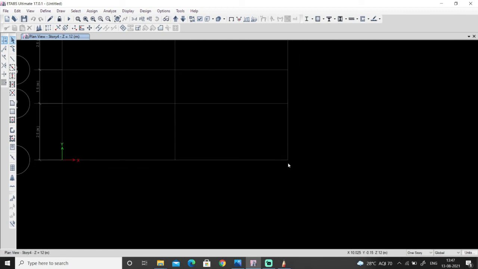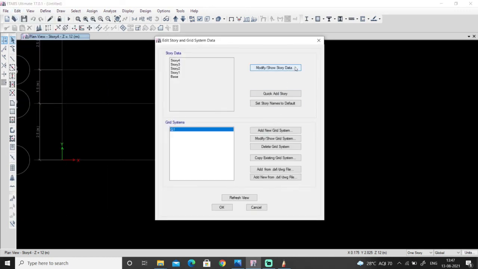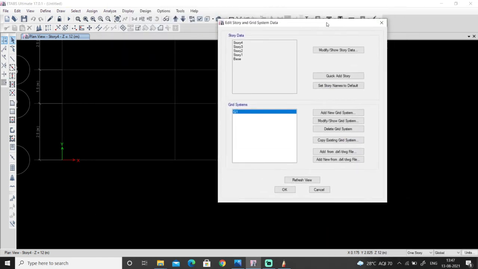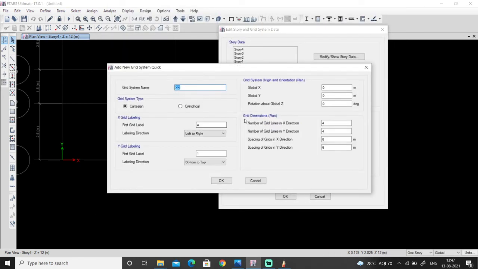To put the cylindrical system, again I am repeating, go to Edit, Edit Story and Grid System. In this, now add a new grid system. Let it be G2. Global x, what is the global x required? 10. Global y, 0. Rotation about z, I need the grid to be formed at 180 degrees in the anti-clockwise direction.